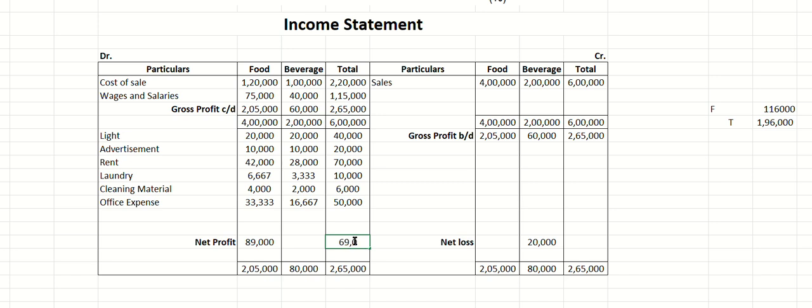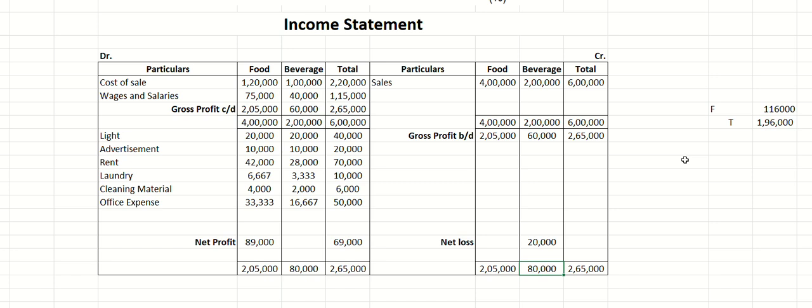Please understand why I write profit here and loss there. Only if I write profit here, the total amount will be equal to 2,65,000. Only if I write 20,000 here, the total will be equal to 80,000, the highest amount we have taken here. That is the process. So by that, we have finished our income statement.